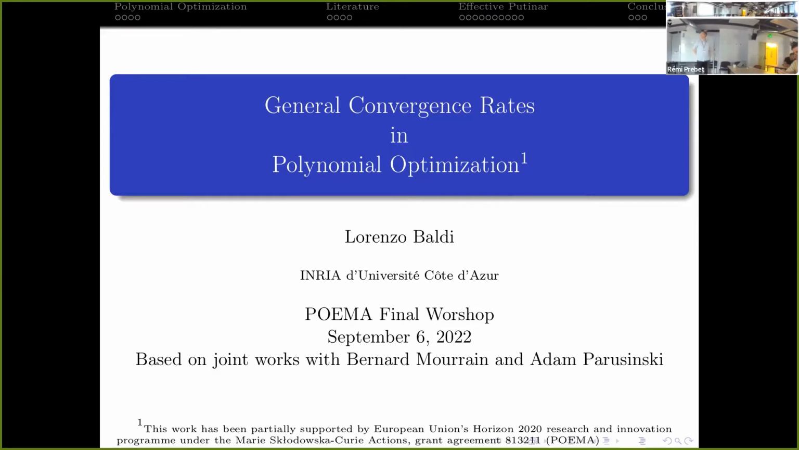So the next speaker is Lorenzo Baldi, and he will explain how to obtain polynomial degree bounds for polynomial applications.